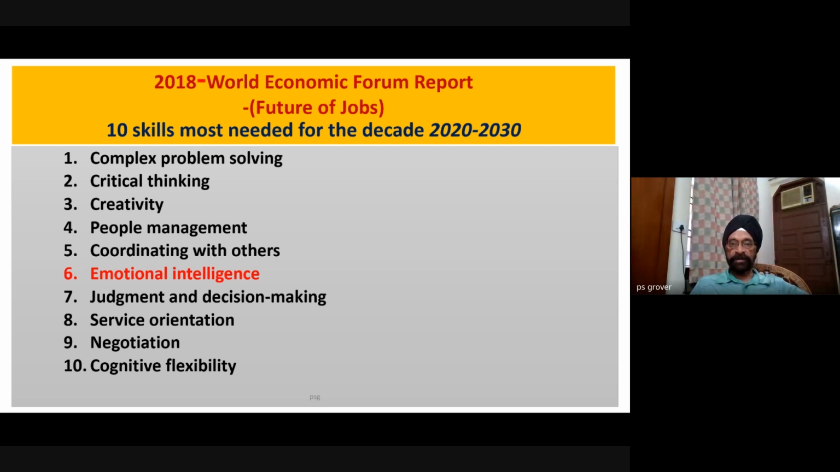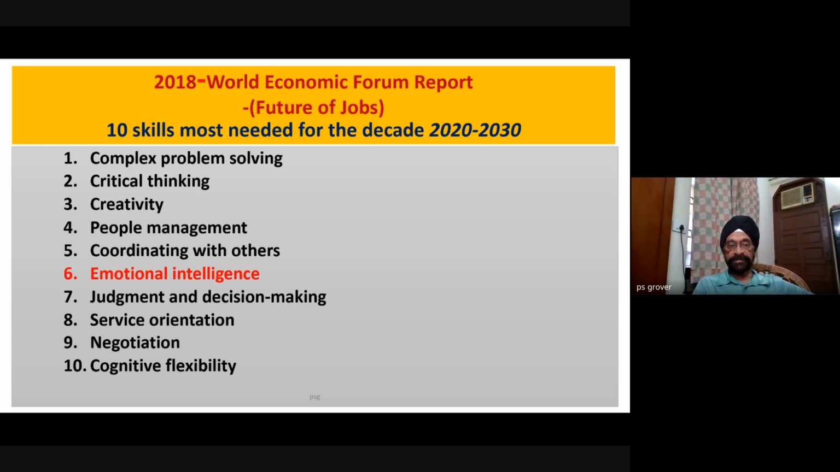See, a study of the World Economic Forum in 2018 came out that in this decade, that is 2020-30, the most important skills which will be needed for the newer jobs, like jobs due to new technologies like AI, are complex problem solving skills, critical thinking, creativity, people management, coordination with others, emotional intelligence, judgment and decision making, service orientation, negotiation and cognitive flexibility, and others.